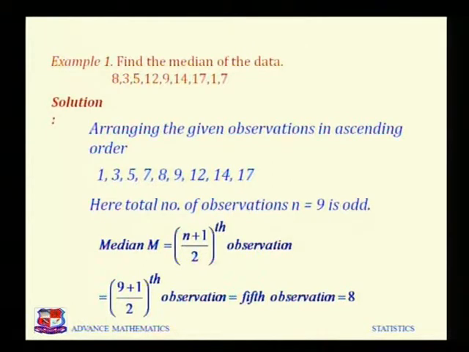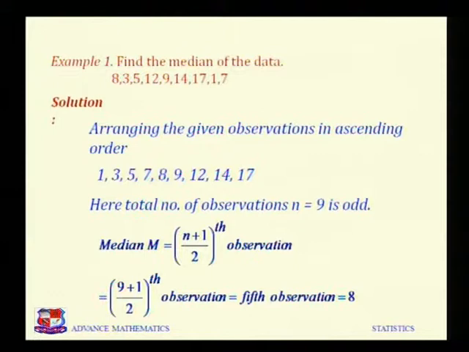So first of all we will arrange these observations in ascending or descending order. Here we are arranging the given observations in ascending order. So first it will come 1, 3, 5, 7, 8, 9, 12, 14 and 17. Here the total number of observations, we denote it by n. Here total number of observations are 9, and that is an odd number. So count these observations: 1, 3, 5, 7, 8, 9, 12, 14 and 17, we will get 9 observations, and 9 is an odd number.